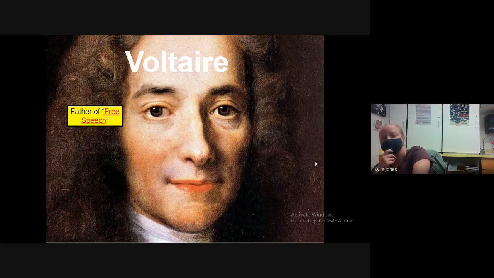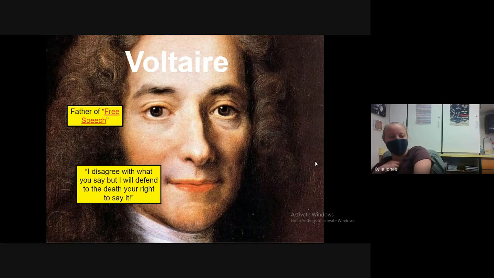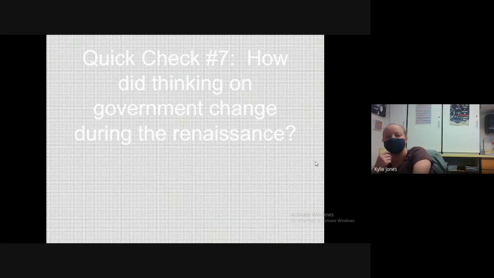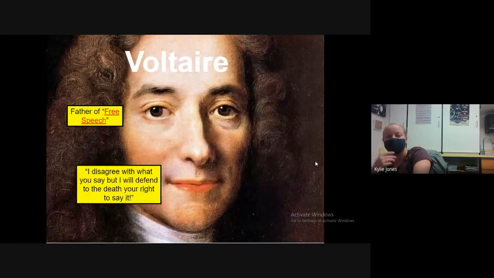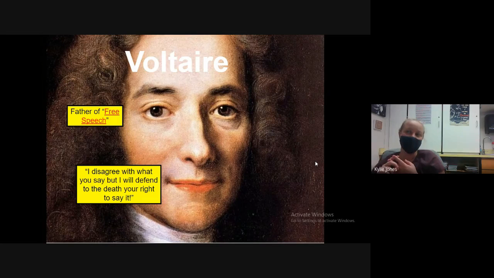Voltaire, he was the father of free speech. He said, I disagree with what you say, but I will defend to the death your right to say it, basically. So freedom of speech is that everybody is allowed to go out and say, as long as it doesn't put someone's life in danger, like people can go protest and say what they want to say about something. And you can't argue with their freedom of speech. You might not like what they have to say about it, but they have the right to say stuff. Does that make sense?